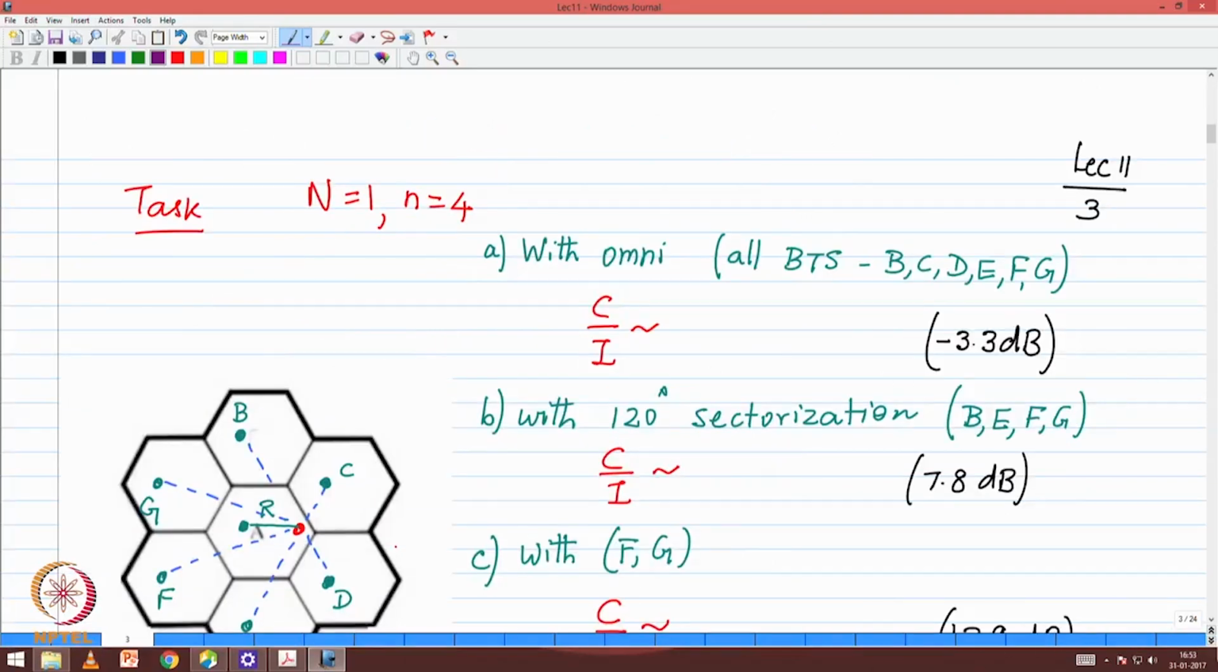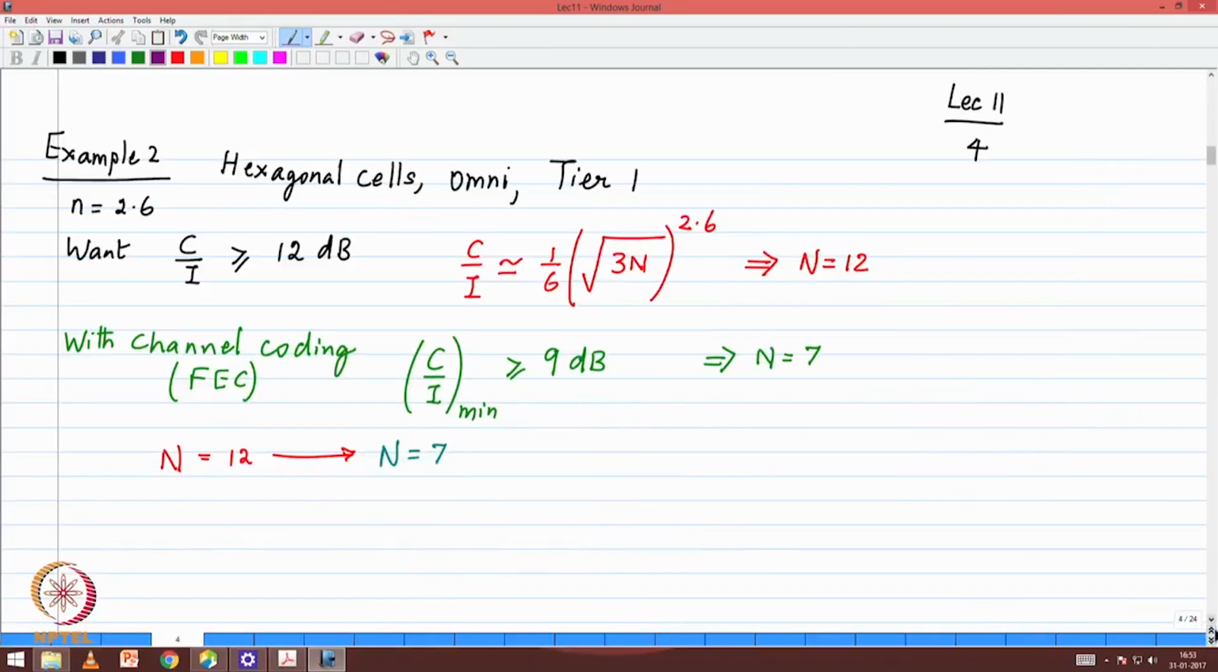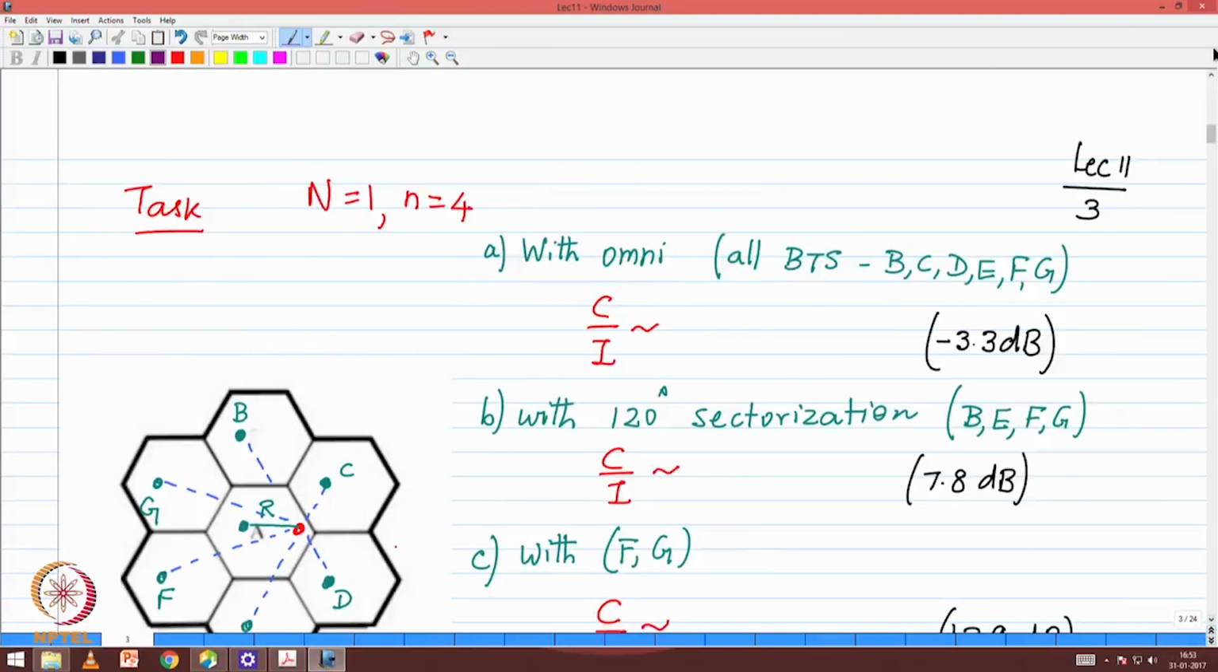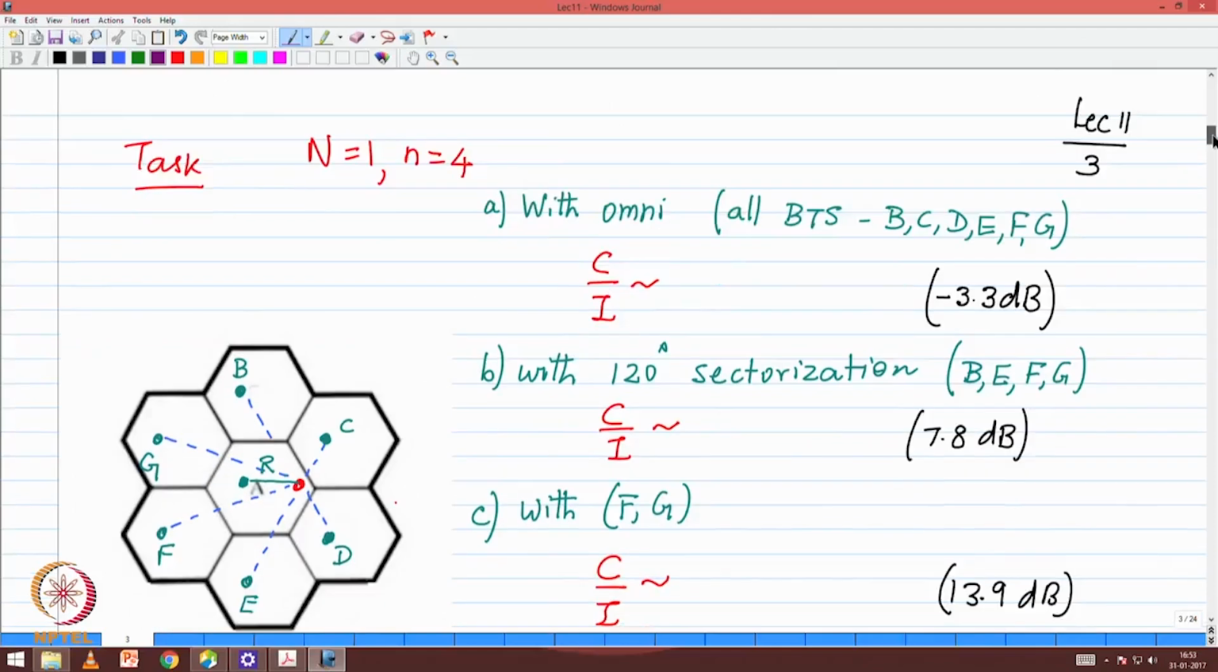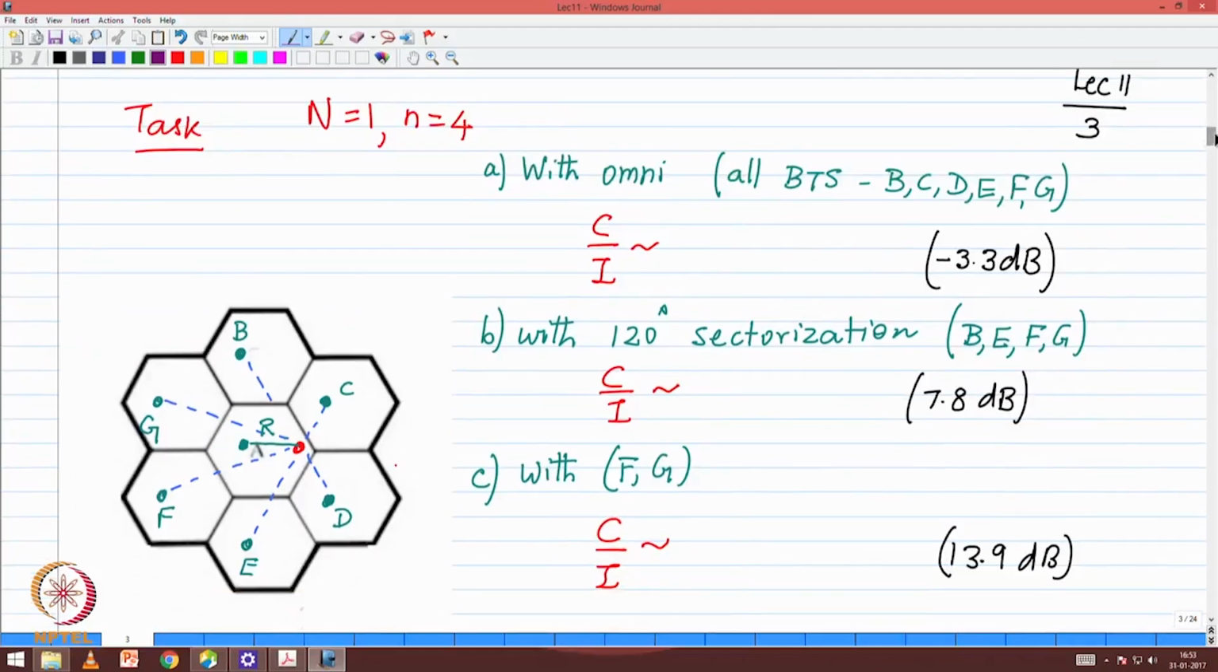Okay, now the first example or task that I would like you to consider is a system which uses a one cell reuse pattern. So basically, I have taken the first tier of interferers, the 6 cells around it, and looked at the interference scenario. Basically, the interferers are all the base stations around you. Your target base station, my figure seems to have moved slightly offset.